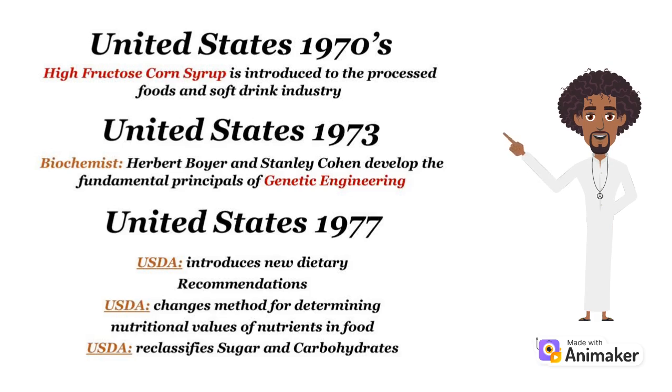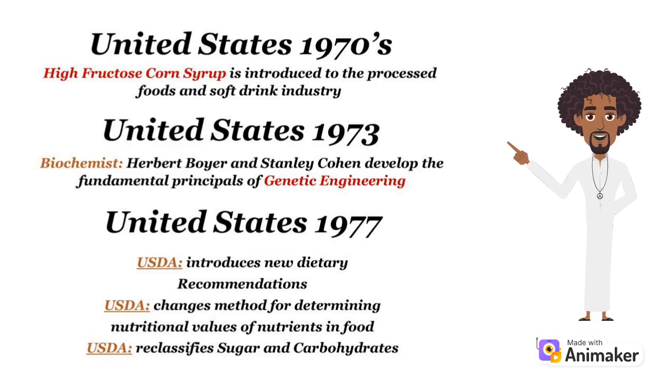United States, 1970s. High fructose corn syrup is introduced to the processed food and soft drink industry. United States, 1973. The origins of modern genetic manipulation. Biochemists Herbert Boyer and Stanley Cohen developed the fundamental principles of genetic engineering.